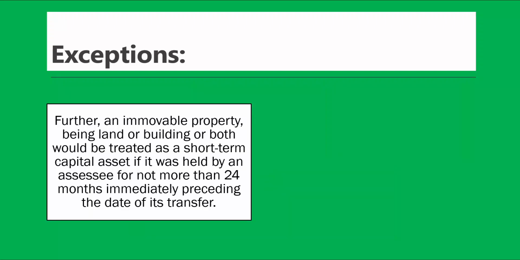Exception. Further, an immovable property being land or building or both would be treated as a short-term capital asset if it was held by an assessee for not more than 24 months immediately preceding the date of its transfer. Suppose it's a land or building separately. If you hold it for 2 years and sell it, then it will be a long-term asset for you. Otherwise, it's a short-term asset.